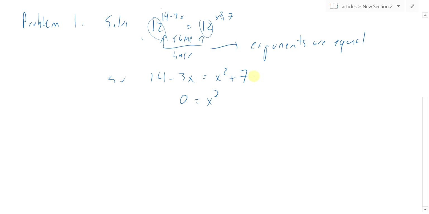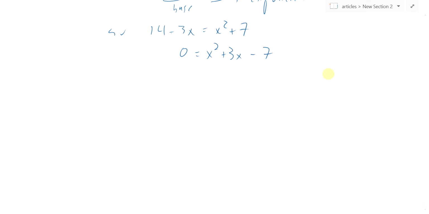So 0 equals x squared. The minus 3x comes over as a plus 3x. The 14 comes over as a minus 14. 7 minus 14 is minus 7. So that's a quadratic equation that we're trying to solve. This doesn't factor, because the 7 factors into 7 times 1, and you can't get a 3 out of that.